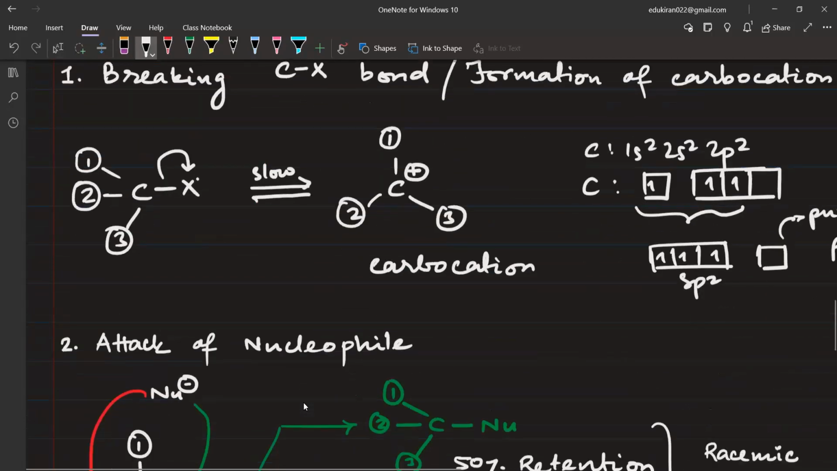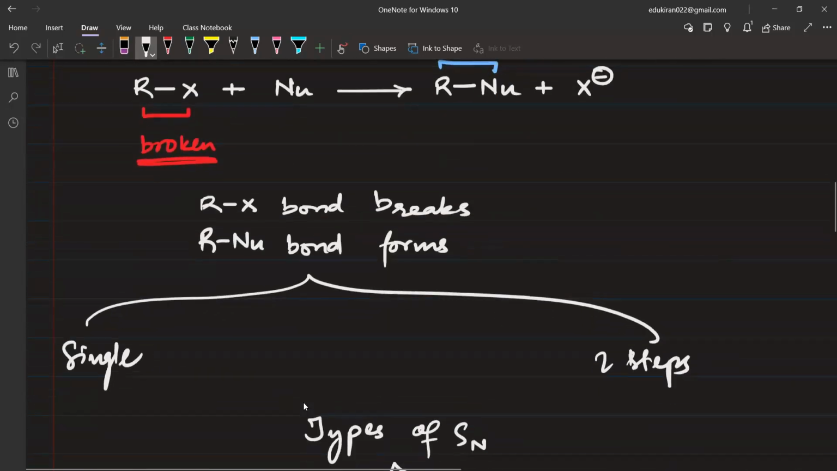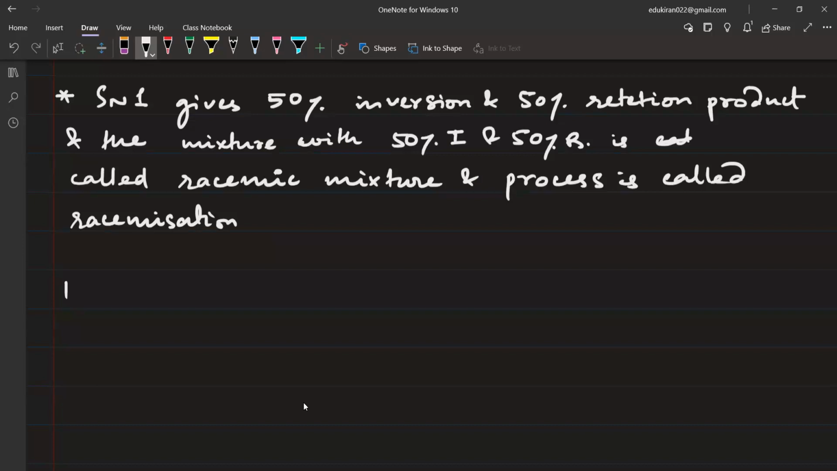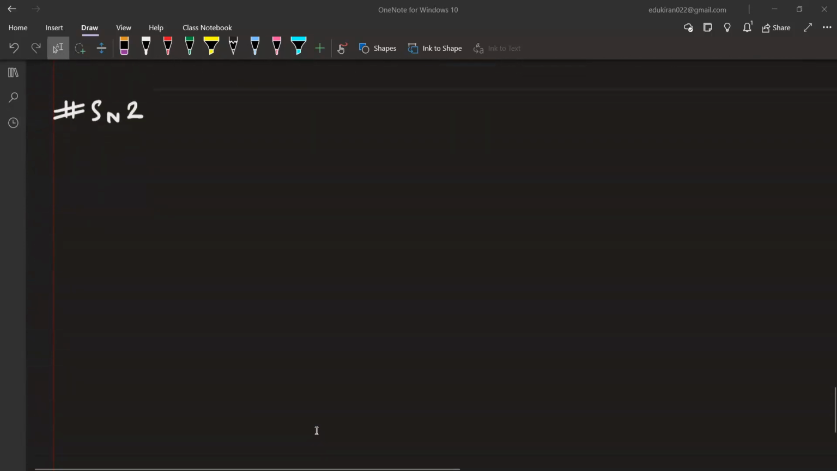After this, you will write SN2. We are looking at the mechanisms now, the SN1 mechanism and the SN2 mechanism. We are not looking at the reactions right now, so we are only understanding SN1 and SN2. For SN2, you will write, it refers to bimolecular.